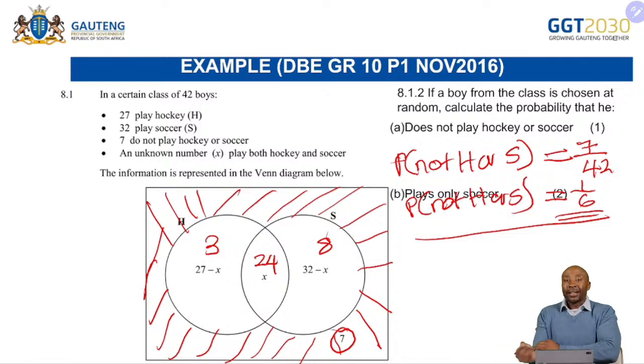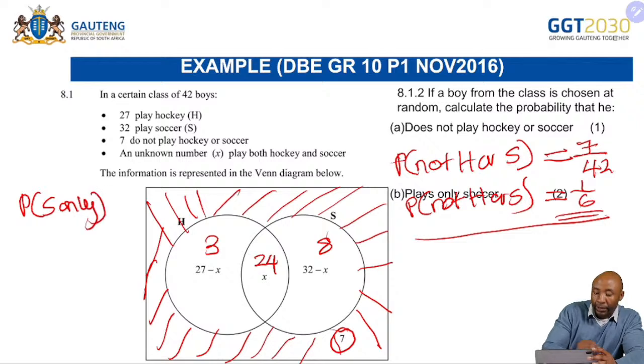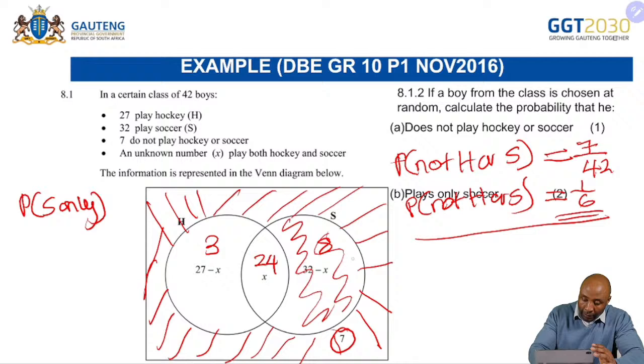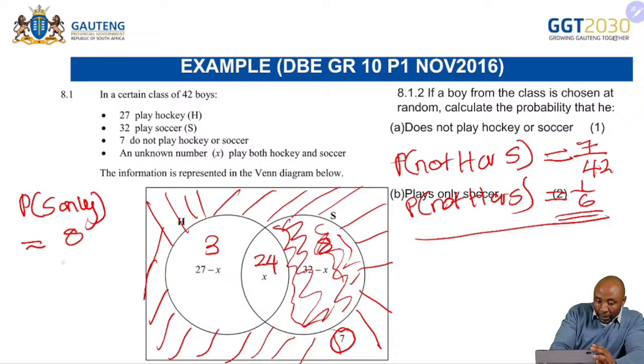Plays only soccer. And we looked at that one. So we want to find the probability of S only. The probability of S only will be given by, for this question, you are looking at inside S, but does not include the intersection. And we said it's 32 minus 24. So the number will be 8 over 42.